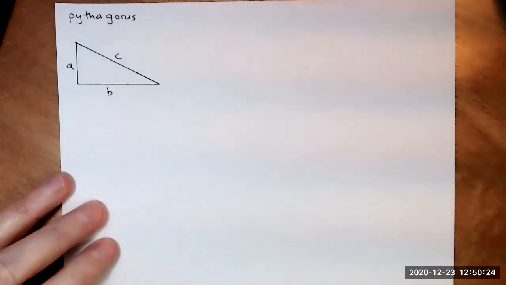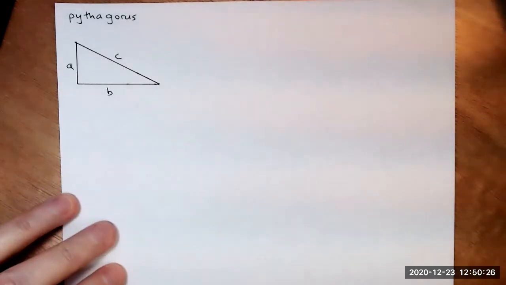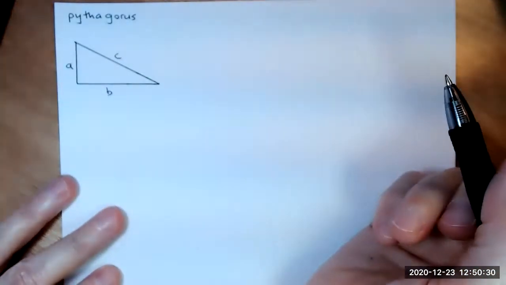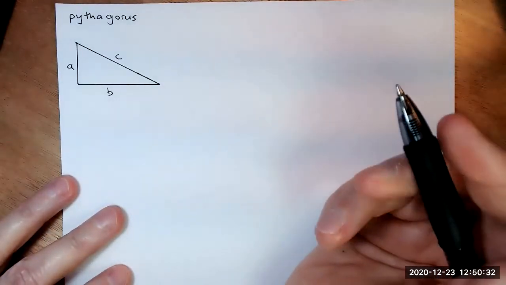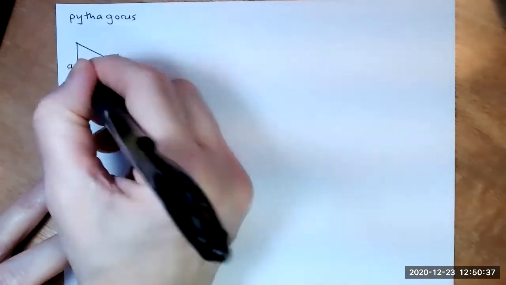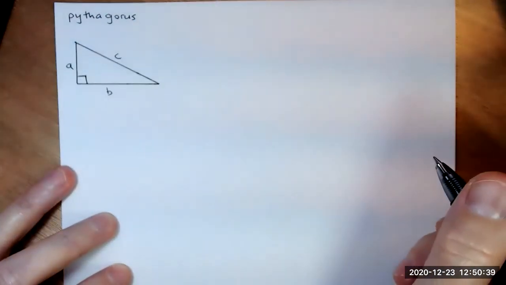All right, to find the distance between 2 points, first let's go back and talk about our old friend Pythagoras, who found the Pythagorean Theorem, the relationship between the lengths of the sides of a right triangle.